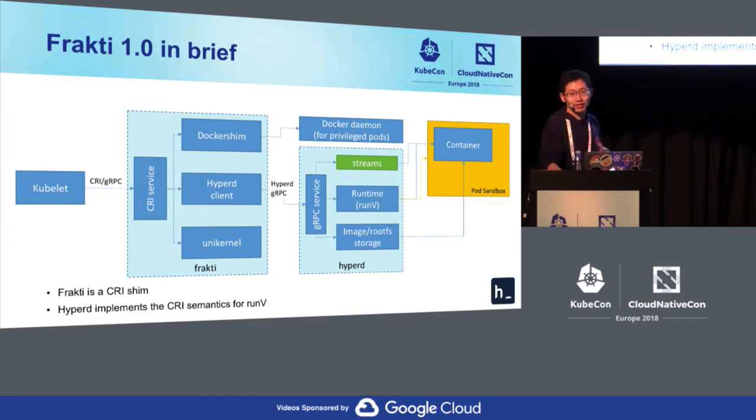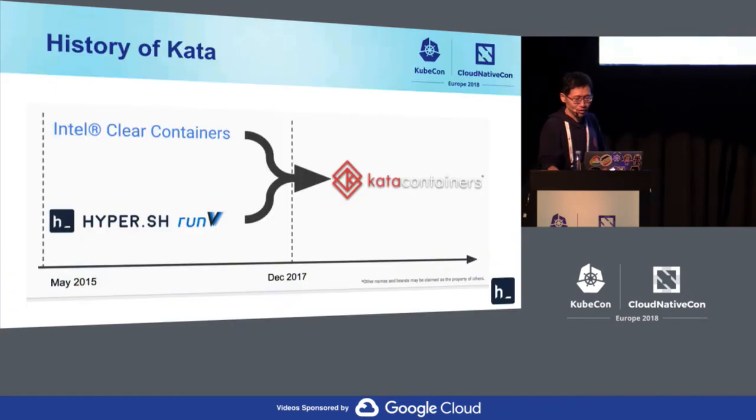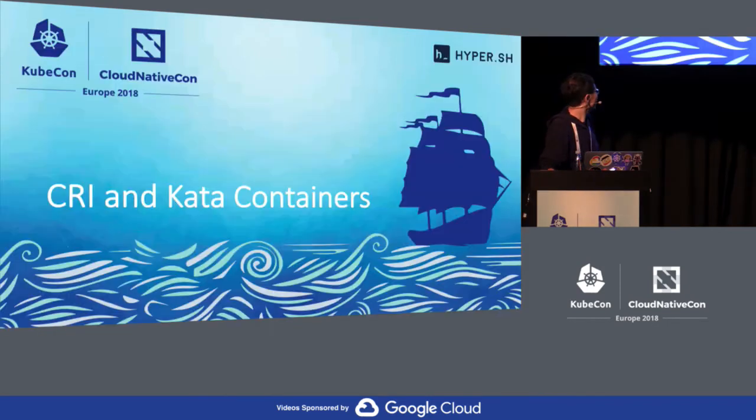That's quite similar. That shows using the CRI interface. You can not only support the traditional containers, you can also work with something like unikernels. So let's go to the main part, and we will introduce the CRI and the Kata containers.